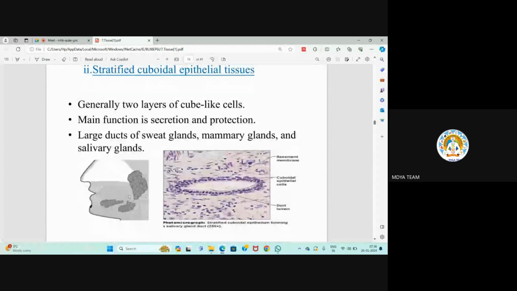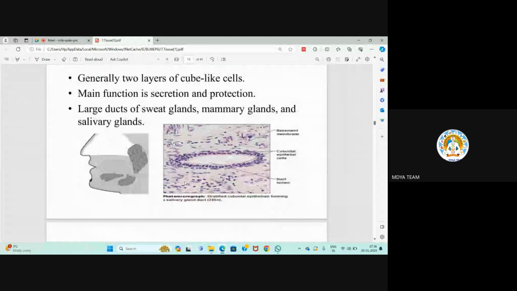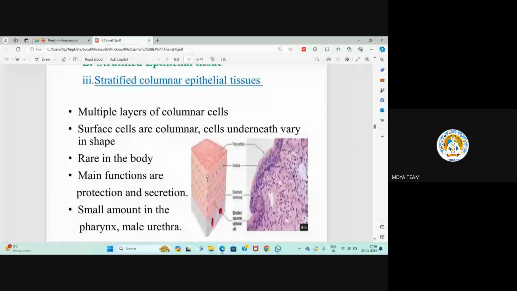Now, mammary glands, here you can see the real picture also. Yes. Ma'am, what is this mammary gland? Mammary gland is the breast, which produces milk for the baby. Oh, okay, ma'am.